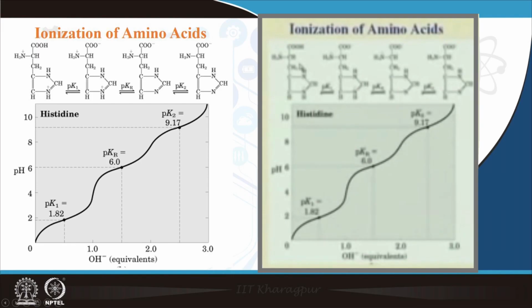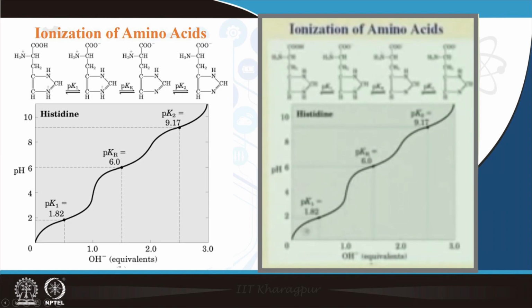As we increase the OH minus additions, what's going to happen is I am going to lose this proton, right? So as I lose this proton, what is the next one that I am going to lose? The one belonging to the side chain. The last one that I am going to lose is going to be the one belonging to the most basic group, which is the amine group.